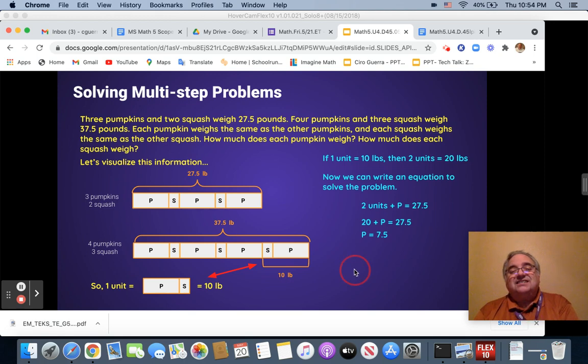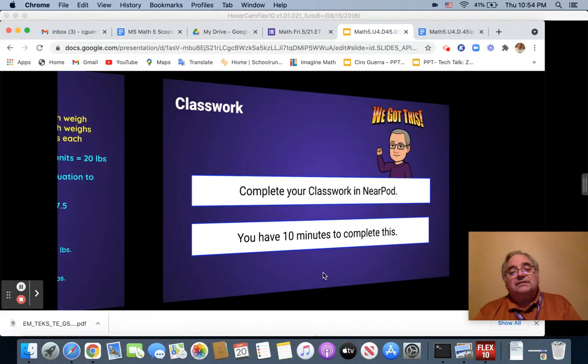What can we do? Excellent. Yes. 1 pumpkin equals 7.5 pounds. So we can take the 10 pounds we have here minus the 7.5. That gives us 2.5 left over for the squash. So 1 squash weighs 2.5 pounds. So guys, that's a good way of solving that.